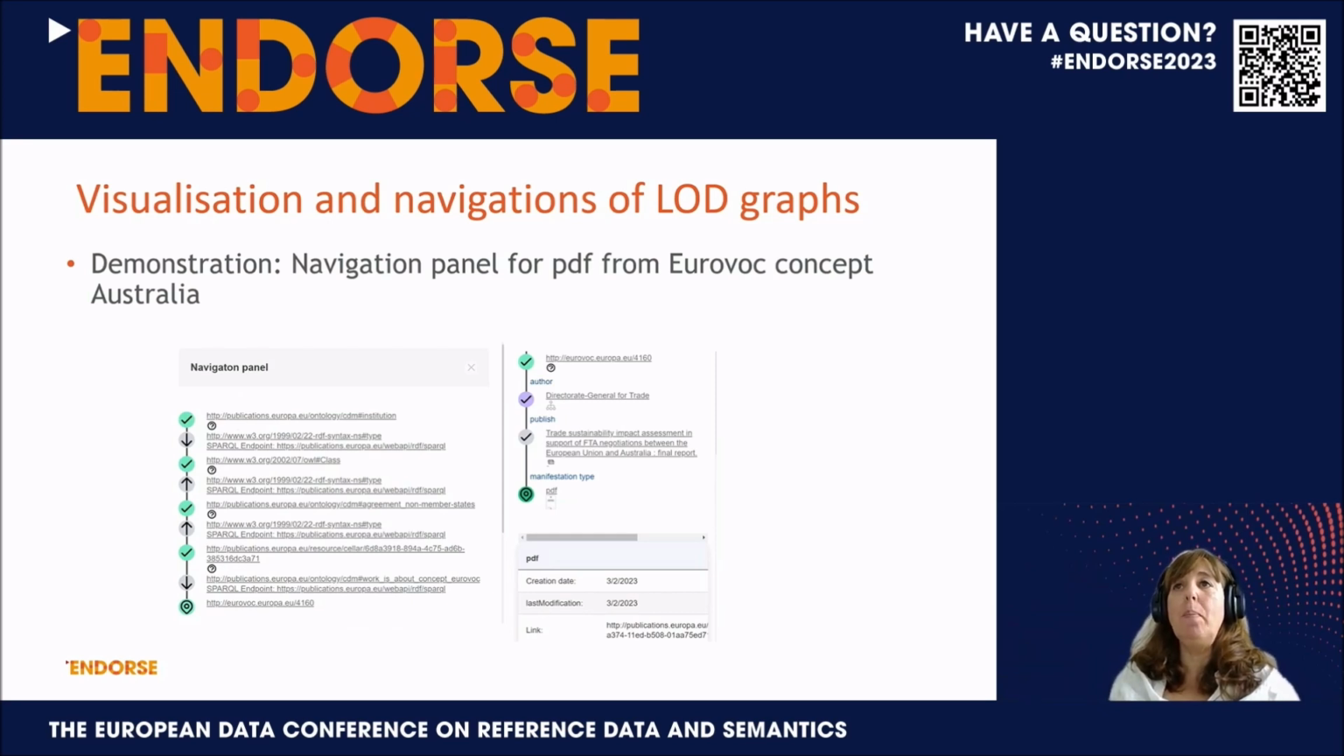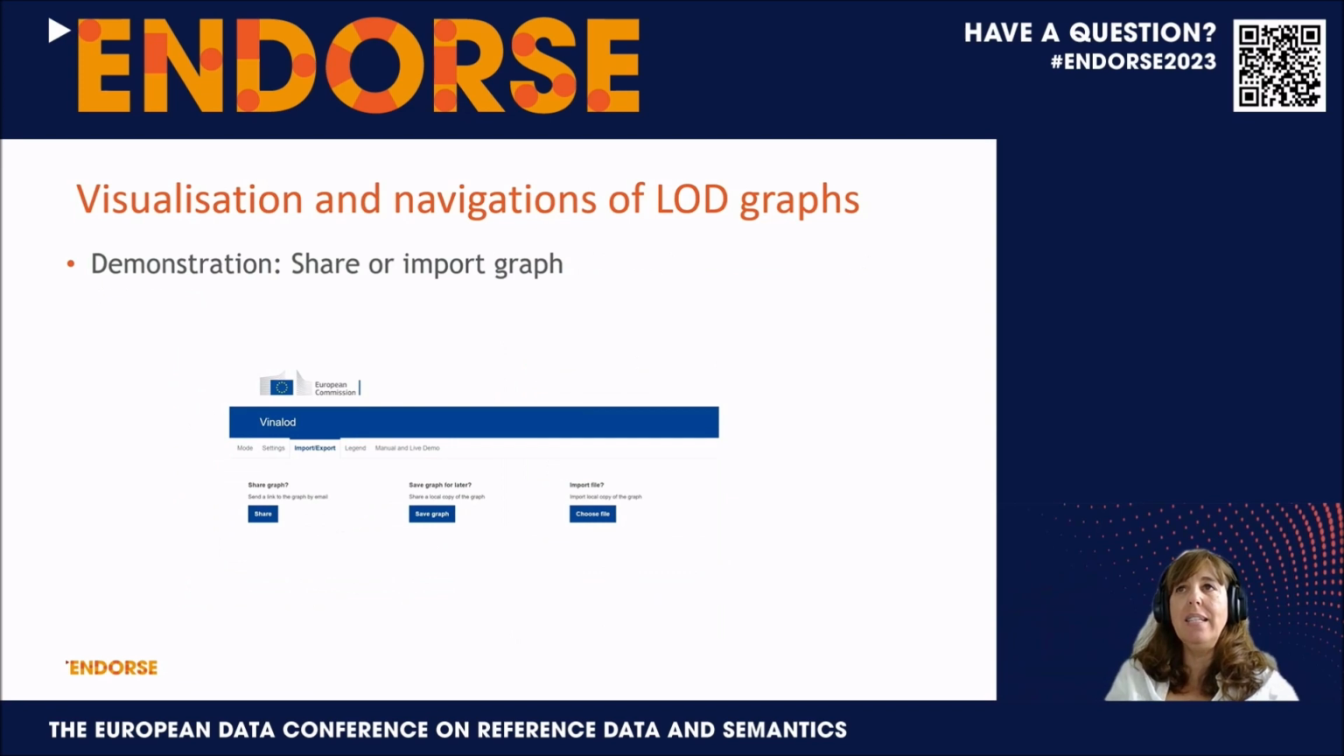This is a navigation panel for the whole navigation from the first URI where we started, after the Eurovoc concept Australia, after we have selected the publications for that Eurovoc concept. We have chosen an author, in this case, Directorate General for Trade, a publication, and a PDF and a link to the PDF. And the last thing to mention is that we can share a graph by email, or we can save it and work on it later.